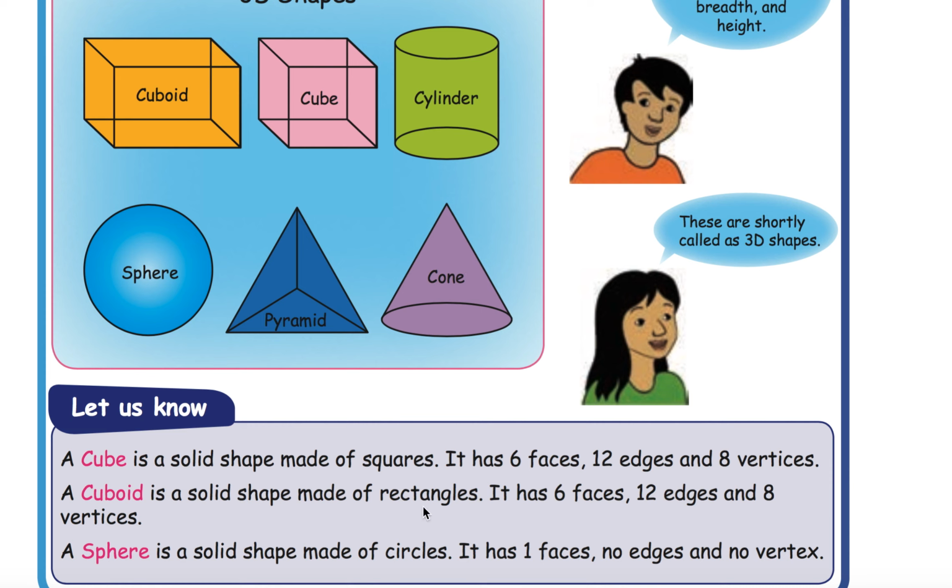Cuboid is a solid shape made up of rectangles. It has 6 faces. A cube and cuboid have an equal number of faces, 6 faces only, 12 edges and 8 vertices. 1, 2, 3, 4, 5, 6, 7, 8. These are vertices. Edges: 1, 2, 3, 4, 5, 1, 2, 3, 4. Opposite also 1, 2, 3, 4, and then 8, 9, 10, 11, 12. These are edges.